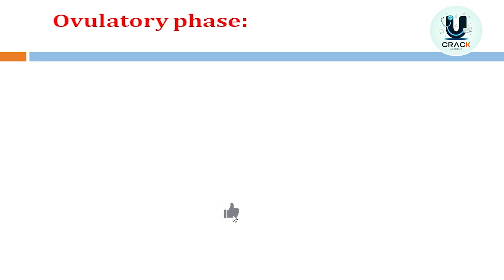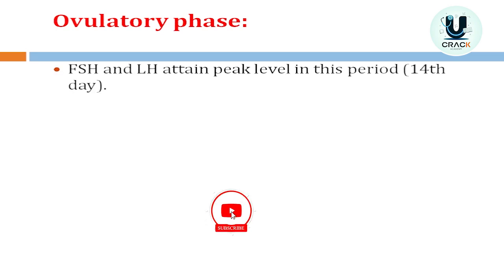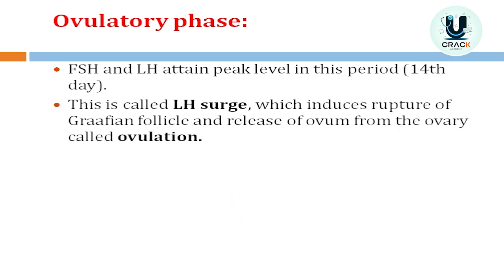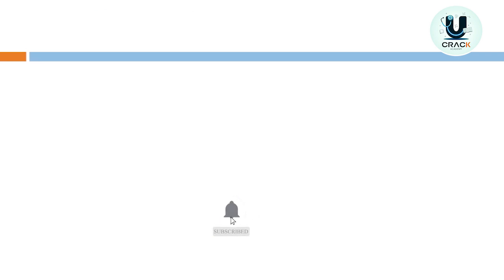Ovulatory phase. FSH and LH attain their peak level around the 14th day. This is the LH surge, which causes rupture of the Graafian follicle and releases the ovum from the ovary, called ovulation.